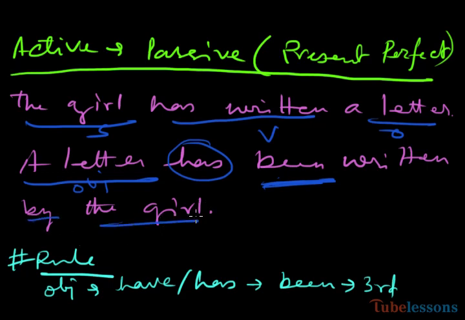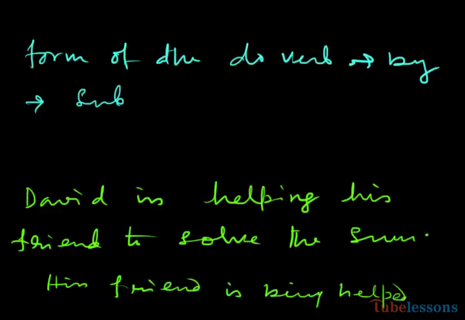So here the rule is object, then have or has. Then we are adding been, then the third form of the do verb, which is similar, and then by, and then the subject.